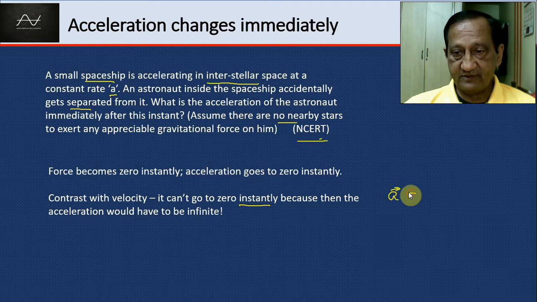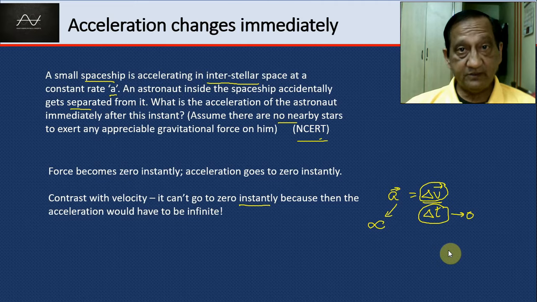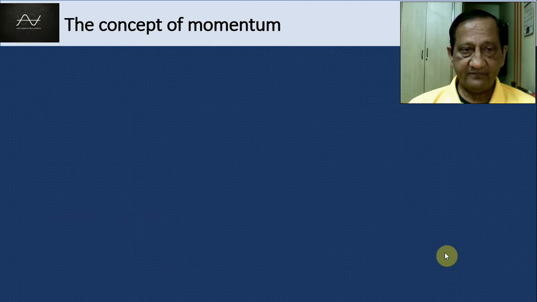Acceleration is rate of change of velocity. Assume that there is some change, maybe small, maybe large, but instantly means this is zero. If that is zero, then this goes to infinity, which is not possible. So velocity cannot change instantly, but acceleration can change.